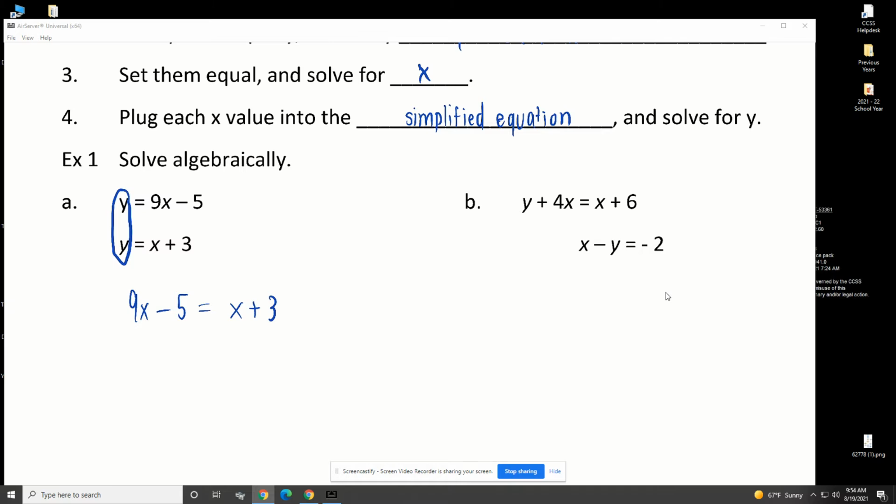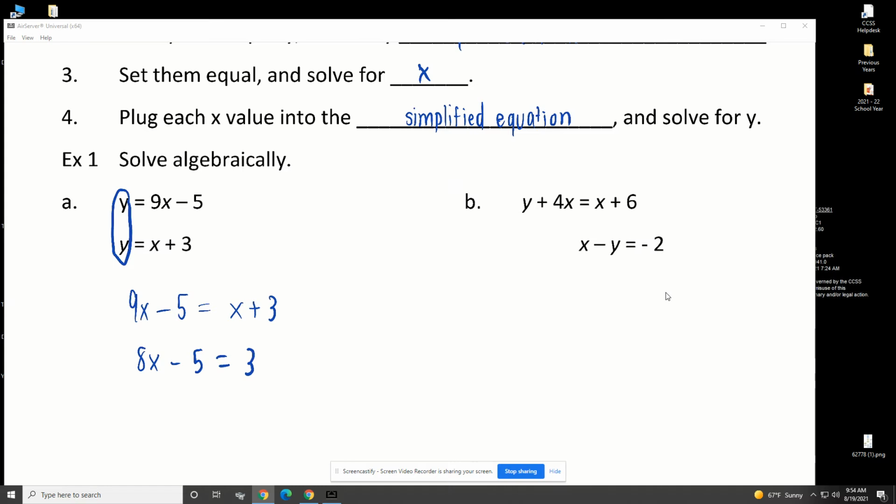Can we solve this? This is something we've done, right? We know that we need to move the x's together, right? I always like to move the smaller one. Which one's my smaller x value? So I'm going to move it by subtracting it, right? It's positive, I subtract it. What's 9x minus x? So 8x minus 5 will equal 3.